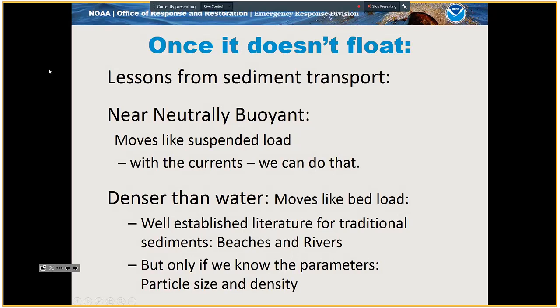There's a pretty well-established literature for traditional sediments, both for beach transport and river transport. But even that literature has a lot of uncertainty in sediment transport. It's very hard to figure out sediment transport problems, even when you know a lot about the sediment properties. And you really need to know parameters like particle size and density.